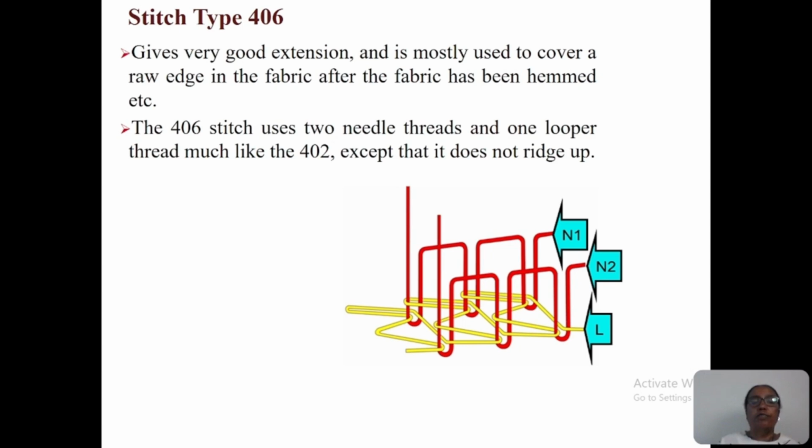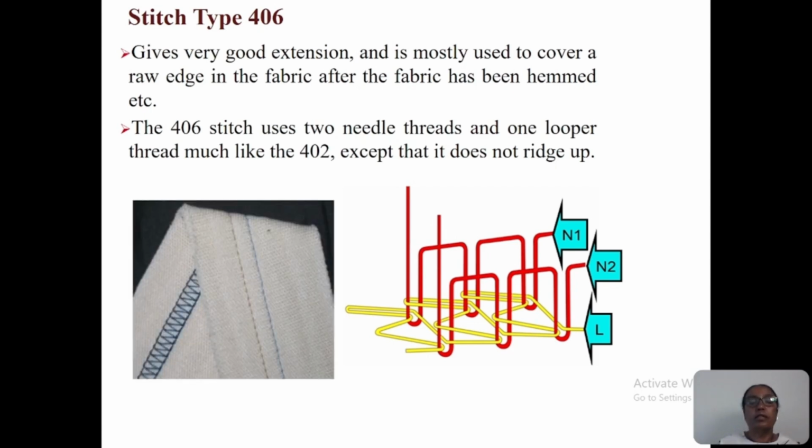Stitch 406 uses 2 needle threads and 1 looper thread, which is like the 402, except that it does not rigidify. We will see this one in finishing or finished parts, where it can cover the raw edge of the fabric. 1 thread from the looper, 2 threads from the needle.